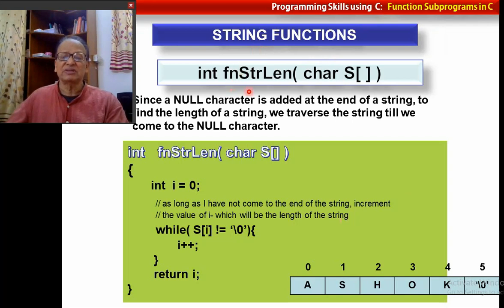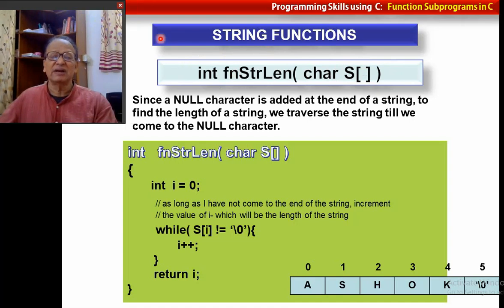The first of these is the function StringLength, with S capital and L capital to differentiate it from the inbuilt function. It takes a character array s with square brackets, and it returns an integer. Since a null character is added at the end of the string, to find the length of the string we need to traverse the string from the beginning till we come to that null character. So we ask: is a[i] equal to the null character?